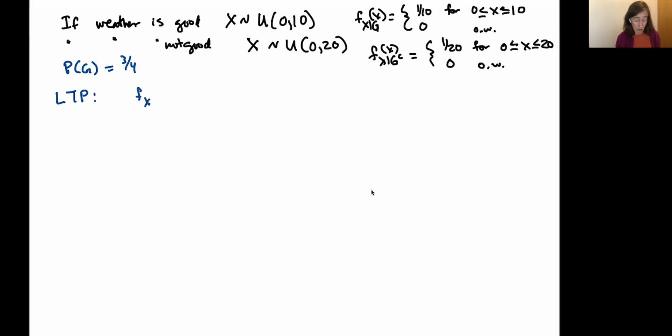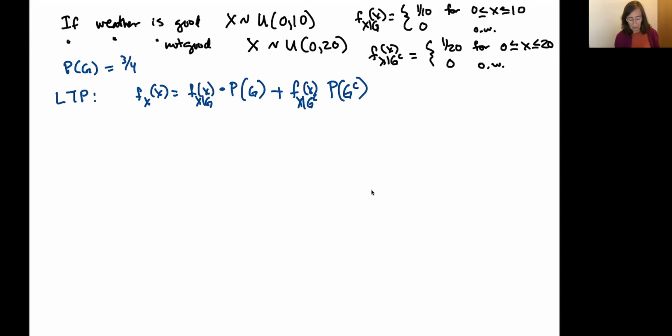The unconditional PDF for X is the PDF conditional on G times the probability of G plus the PDF conditional on G complement times probability of G complement. And if I was dividing things up into a finer partition, like if it was the probability of good weather, bad weather, and medium weather, I would have 3 terms here.